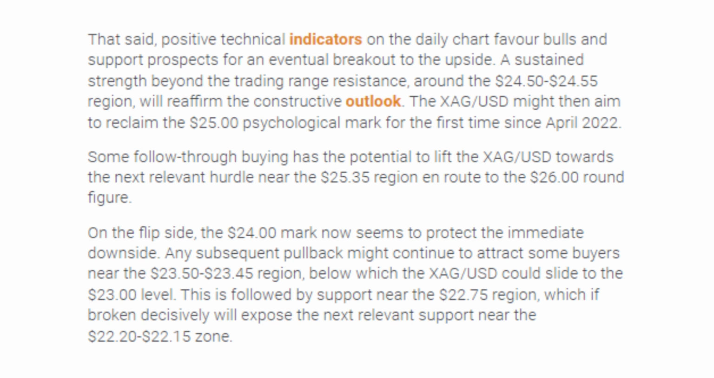Some follow-through buying has the potential to lift the XAG/USD towards the next relevant hurdle near the $25.35 region en route to the $26 round figure. On the flip side, the $24 mark now seems to protect the immediate downside. Any subsequent pullback might continue to attract some buyers near the $23.50 to $23.45 region, below which the XAG/USD could slide to the $23 level.